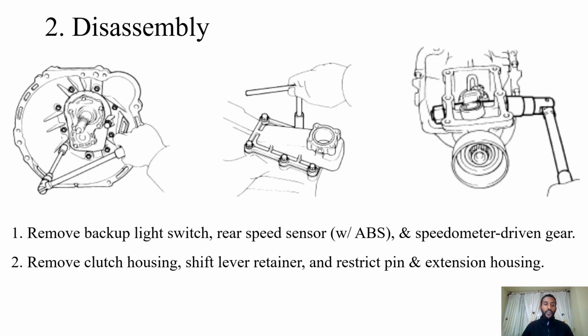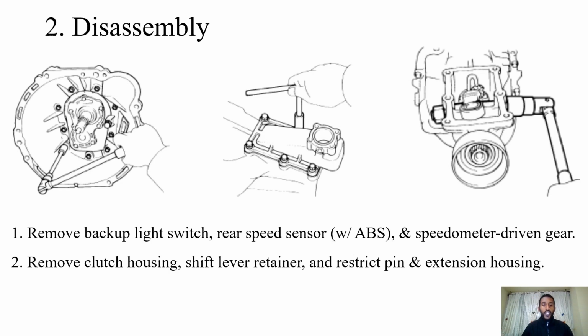For example, initially we should remove the backup light switch, sometimes the speed sensors, either wheel speed or ABS speed sensor, speedometer driving gear, something like that. In most disassembly of parts, initially we should disconnect the electrical part. By the way, a manual gearbox doesn't have a very complicated wiring system, but if the wiring system is complicated, we must put a tag on that part.